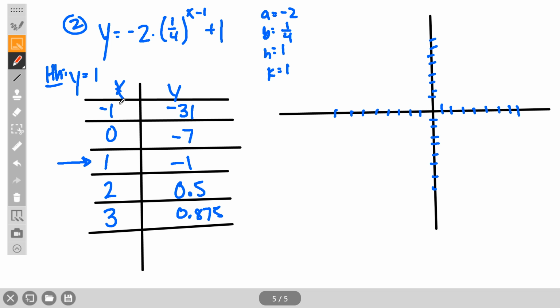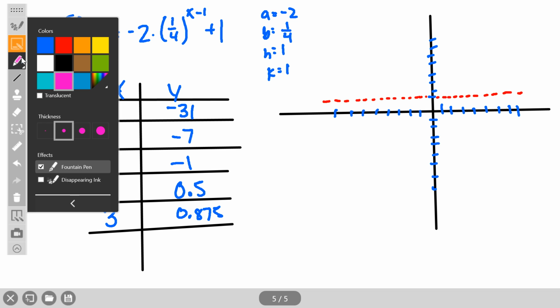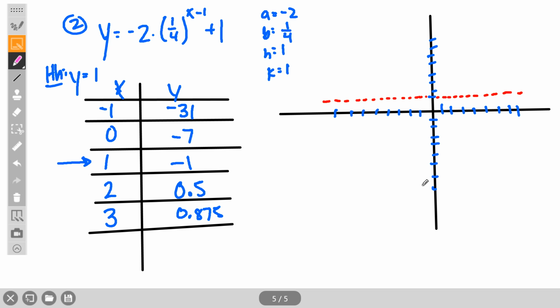All right, a horizontal asymptote is at 1. -1, -31, okay, that's a little too far off the graph. 0, -7 is right here. 1, -1, 2, 0.5, and 3, 0.875. So my graph is going to look like this.